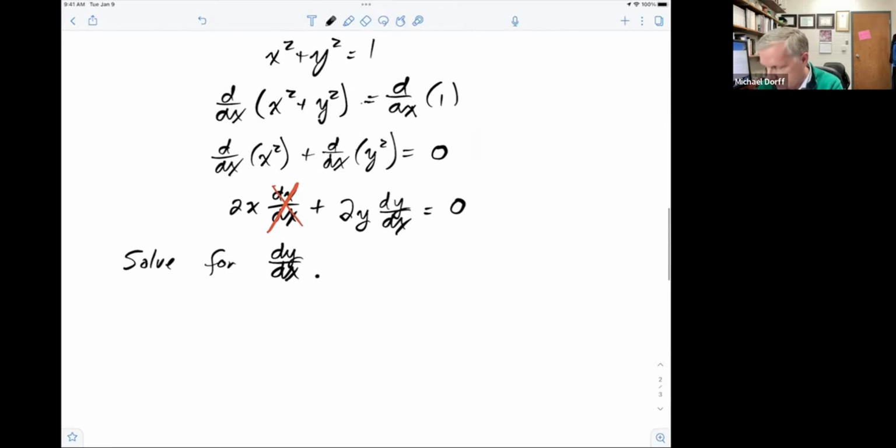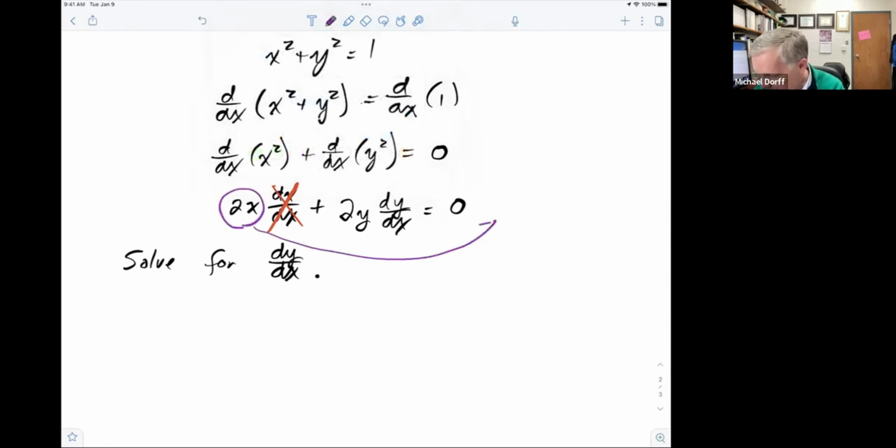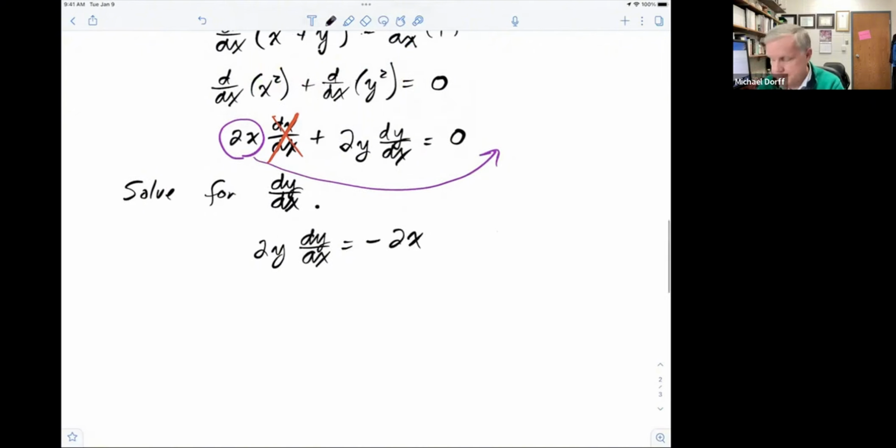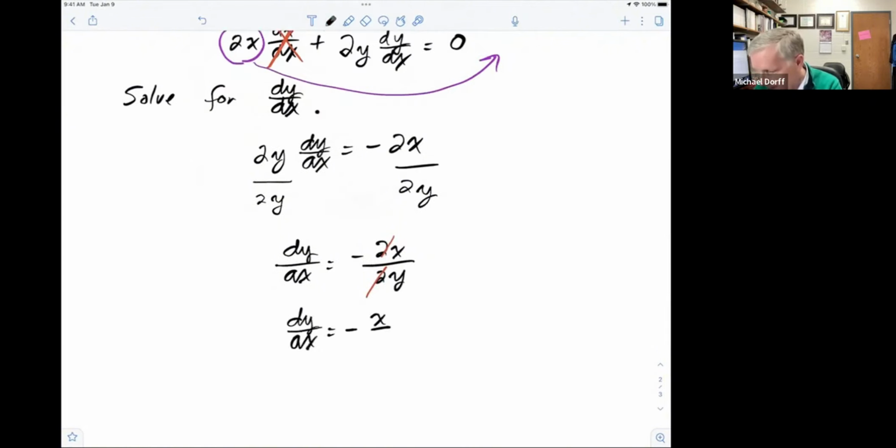So to solve for dy/dx, I'm going to bring the 2x on the left side over to the right side by subtracting 2x from both sides. So then I'm going to have a 2y dy/dx on the left and a minus 2x on the right. Now, next, to get the dy/dx by itself, I'm going to divide both sides by 2y. And so that's going to give me dy/dx equals negative 2x over 2y. And I can cancel out the 2's here to end up with dy/dx equals negative x over y.